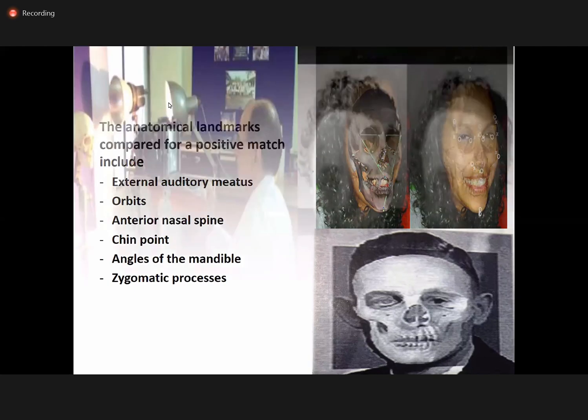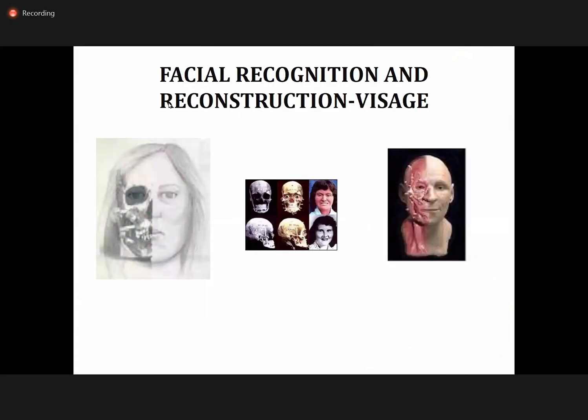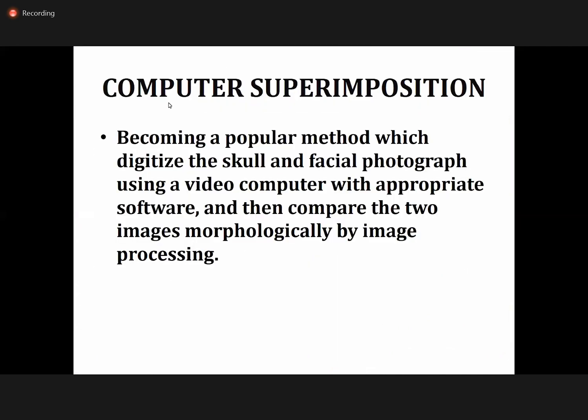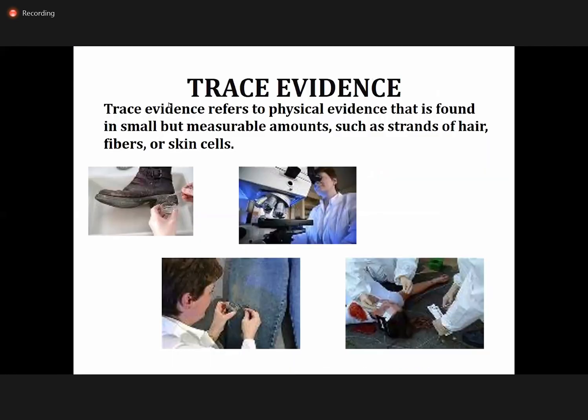Okay, this is done. How is this done? Facial recognition, reconstruction. We said computer simulation. We have digital methods using video with a probe software and then image processing of the two images. Okay, how is it done? Half and half, and trace. This is just a smart trace.